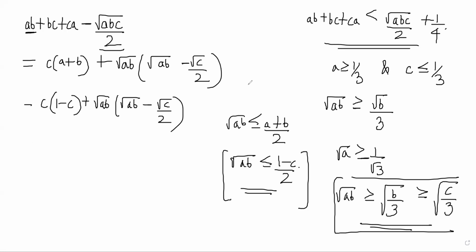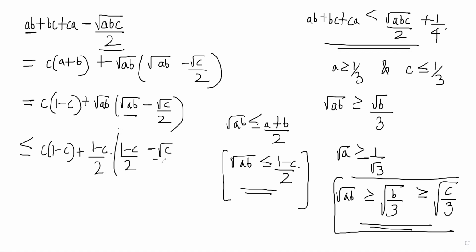We will say that C times 1 minus C plus root AB into root AB minus root C by 2 is less than or equal to C times 1 minus C plus, instead of root AB, I can write 1 minus C by 2. And here also I can write 1 minus C by 2 minus root C by 2, right? So at every step where we had a root AB, I replaced it with this inequality: root AB is less than or equal to 1 minus C by 2.